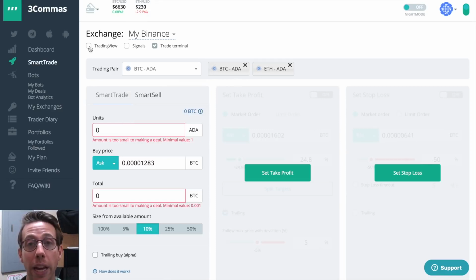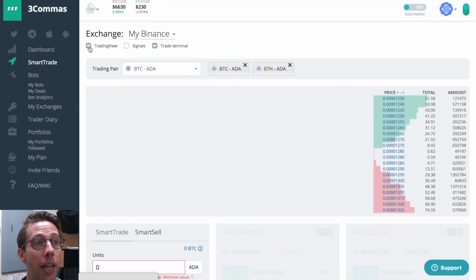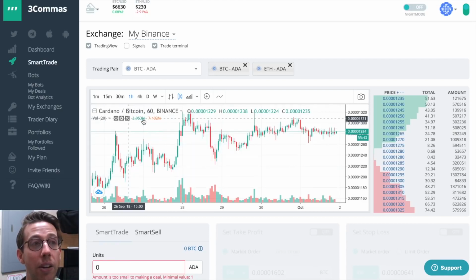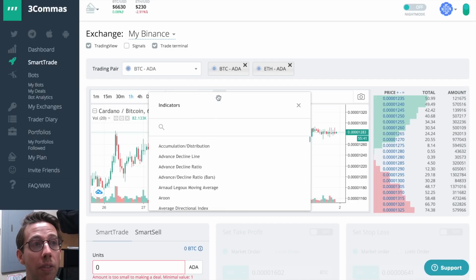To view the chart for Cardano, go ahead and click TradingView, and it will populate a chart here with a 1 hour time frame, volume, and Bollinger Bands on by default. If you've never used TradingView before, all you have to do is hover your mouse over these things, and you could delete that indicator, or you could add your own if you like.